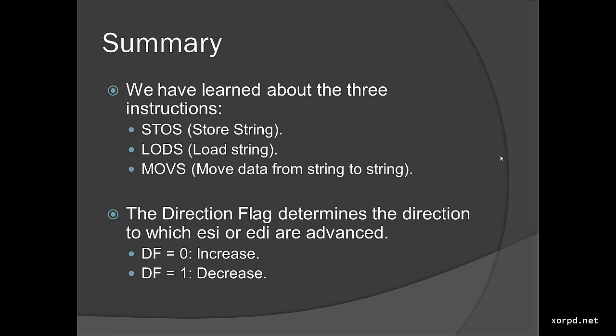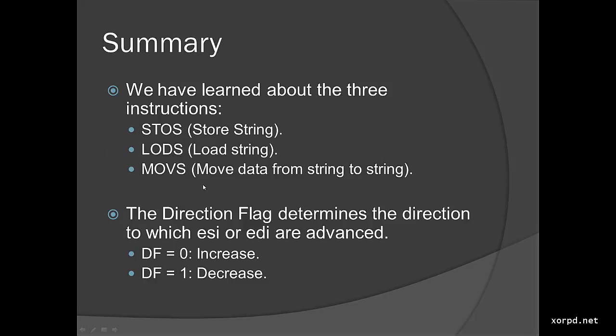Summary of what we have seen. We have learned about the three instructions: STOS, which is store string, LODS, which is load string, and MOVS, which is about moving data from one string to another string. And we have also seen that those three instructions are somehow dual. Mostly, MOVS is like some kind of combination of STOS and LODS. It should be easy to remember that ESI is the source and EDI is the destination. This applies to all of those three instructions.